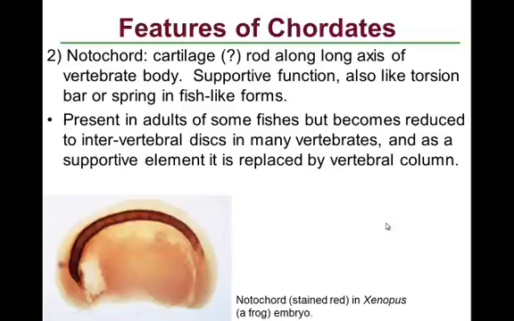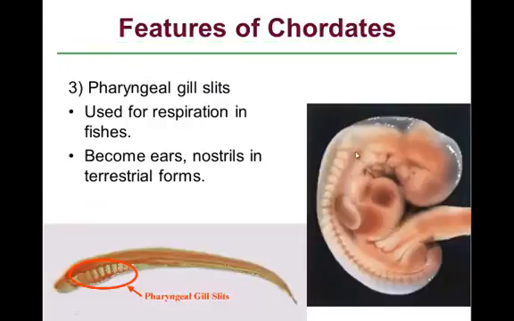A third feature which unites members of phylum Chordata are pharyngeal gill slits. And pharyngeal comes from pharynx. The pharynx is the back of the throat, the area where both food and air pass. So pharyngeal gill slits. Gill slits are openings. Here we can see in the lower left the red oval labeled pharyngeal gill slits. These are present in a jawless fish, a lamprey.